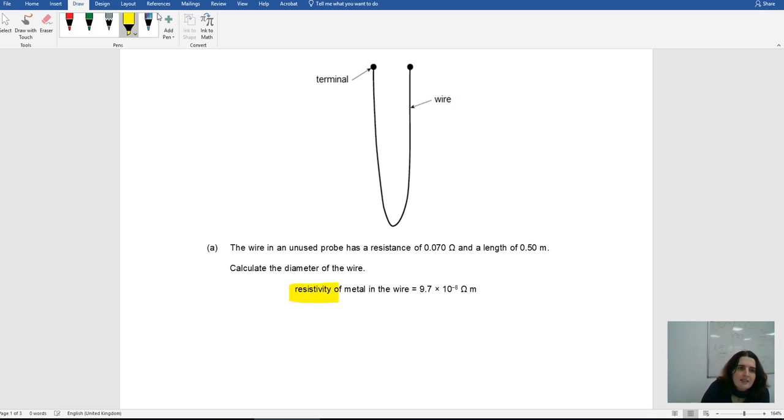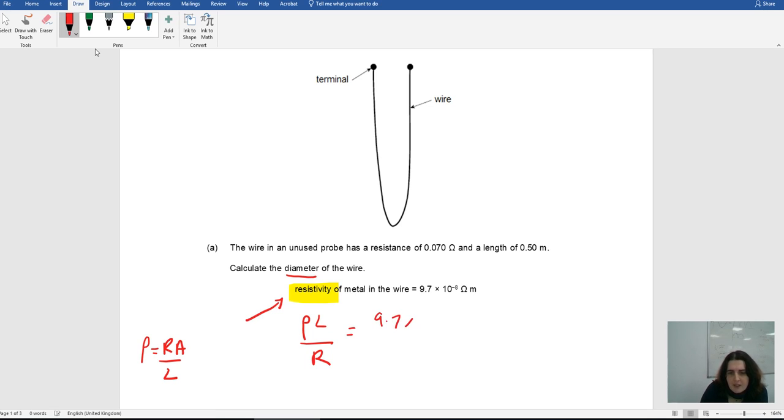So again, kind of like density, if you see the word resistivity, you should, of course, write down the equation. So rho equals RA over L. It's asking you to work out the diameter, okay? So I know that's to do with the area. So I know that rho L over R will equal my area. So I'm going to put that in information now.